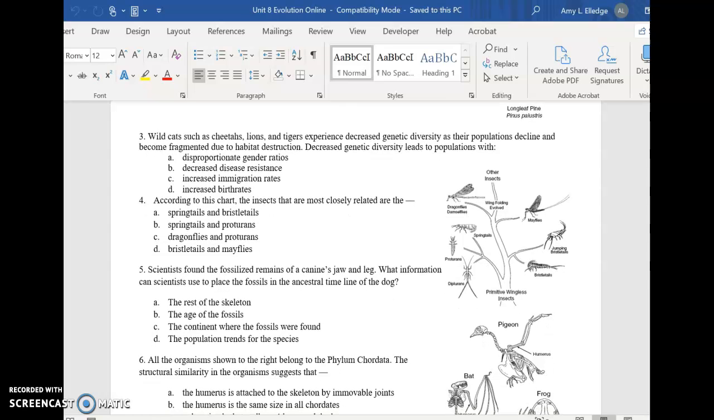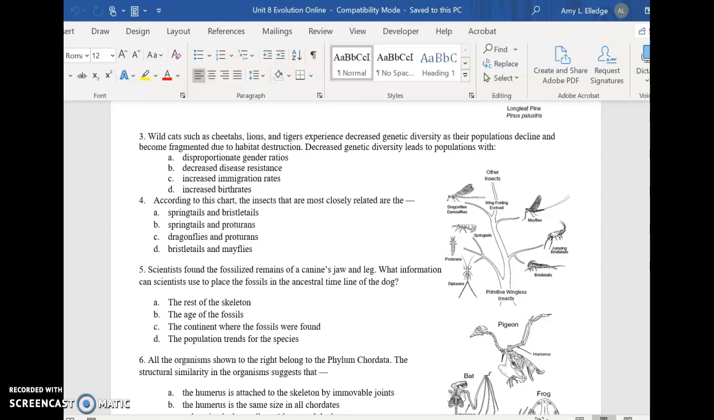Wildcats such as cheetahs, lions, and tigers experience decreased genetic diversity as their populations decline and become fragmented due to habitat destruction. Decreased genetic diversity leads to populations with, all right, if you have less genetic diversity, and we've talked about this in class several times, what it does is make it so a disease can come in and wipe you right out. So the answer is B, decreased disease resistance.